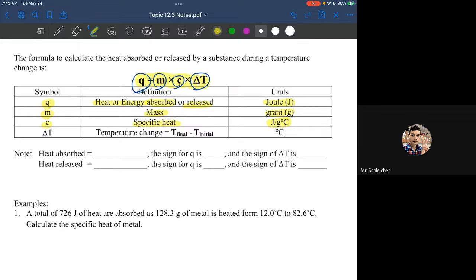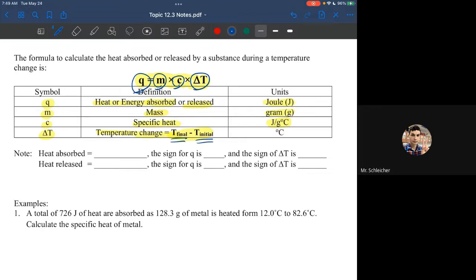The final thing here we have is delta T. This triangle is called delta. It's that Greek symbol for delta, or for change. So change in temperature is how you can read this. This temperature change is always measured or calculated in the same way. You always have final minus initial. So the final temperature of whatever is going on minus the initial temperature of whatever is going on.